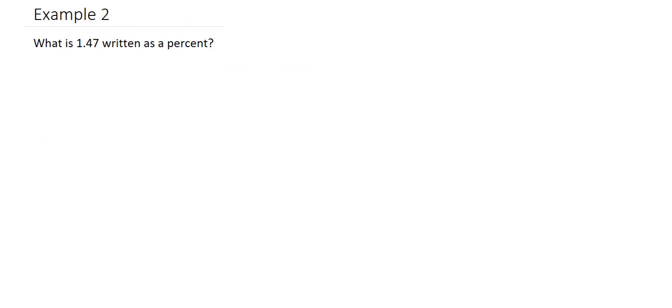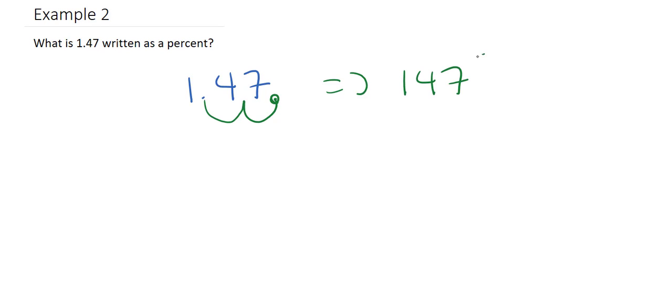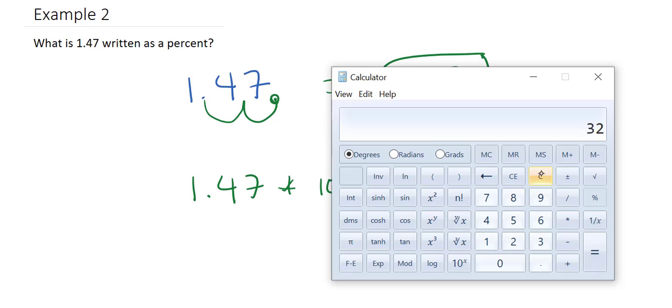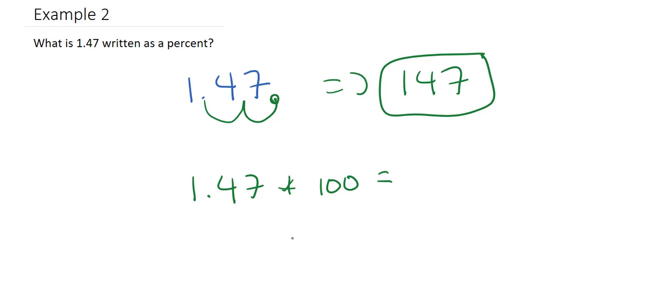Now let's go ahead and look at the second example. Example 2, what is 1.47 written as a percent? Well, if we were just to move it to the right twice, we end at the 7, so we get 147, right? This is the second method, or we can always multiply it by 100. And we get, right, the same answer.